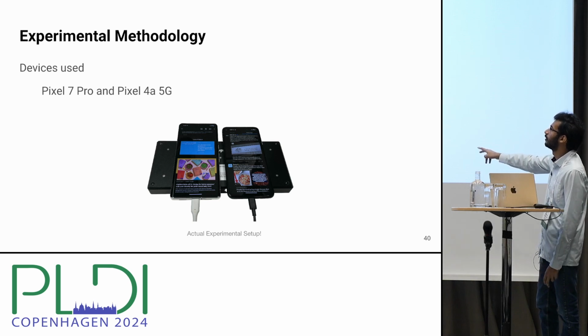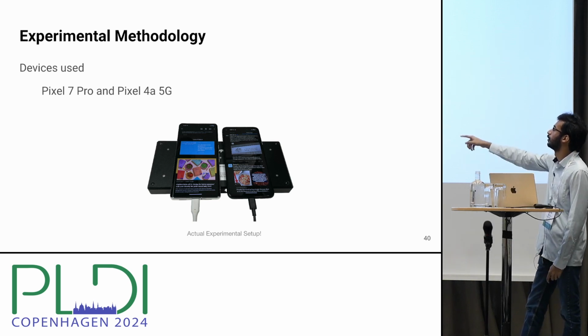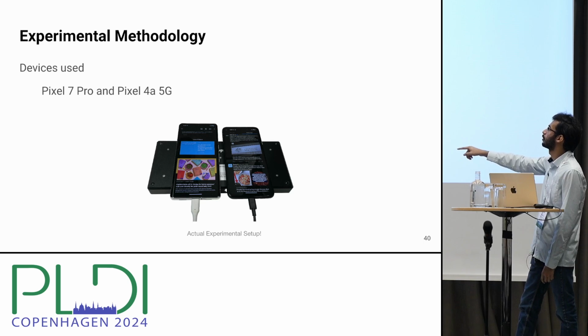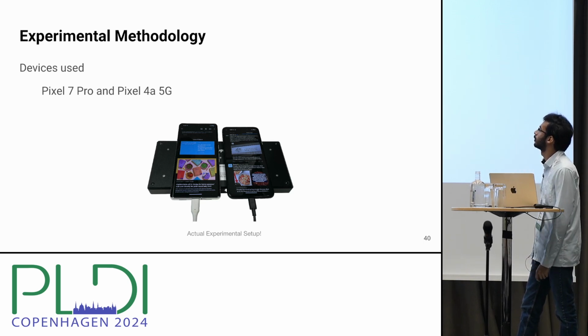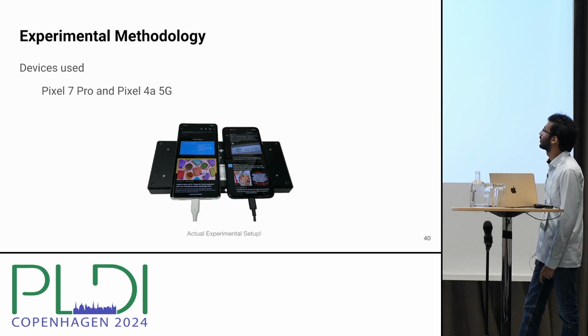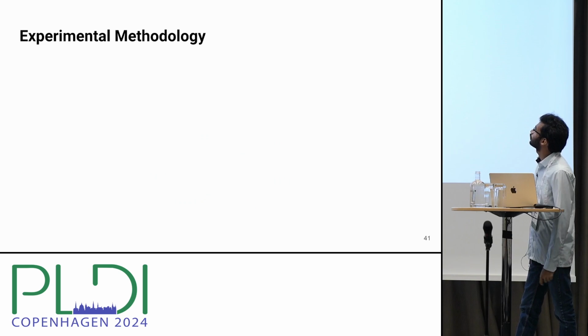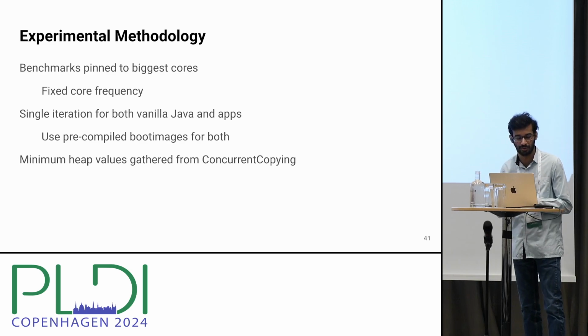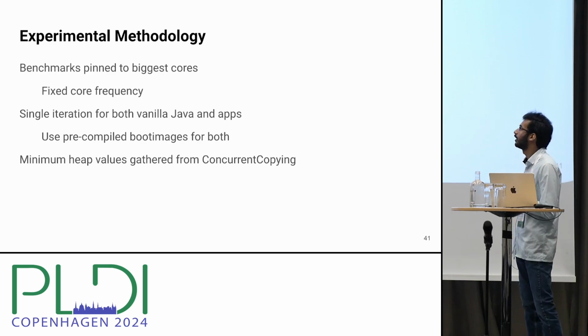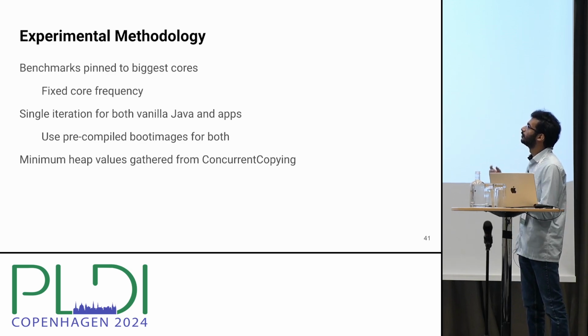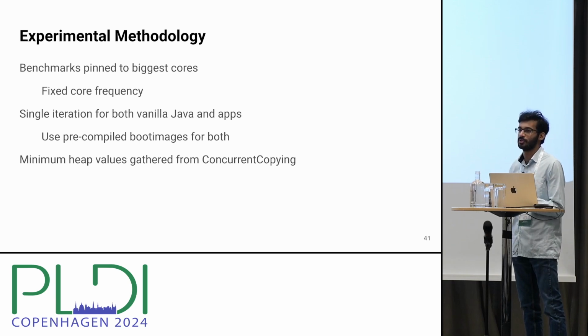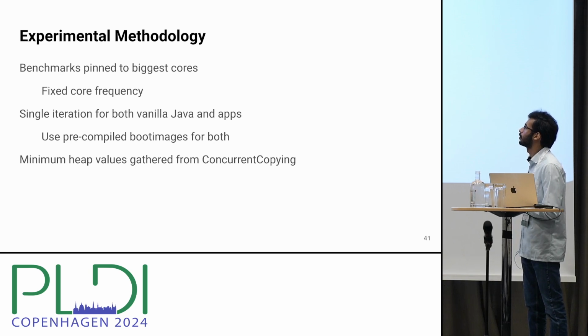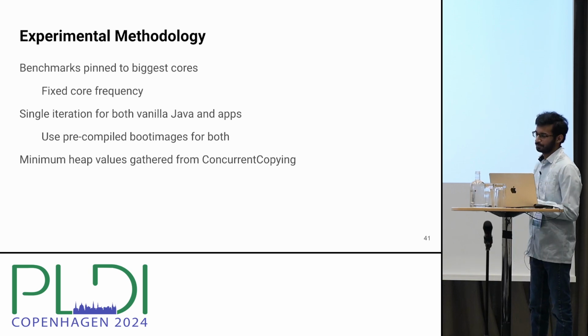We use two different devices in our experiments, but for the rest of this talk, we're only going to be discussing the Pixel 7 Pro results. This is a picture of the actual experimental setup, which is sitting back on my desk in Australia. I'm not going to go over the entire experimental methodology, but the key idea was that we tried to remove and reduce as many sources of noise as possible. I would recommend checking our paper out to see what other steps we had to take.